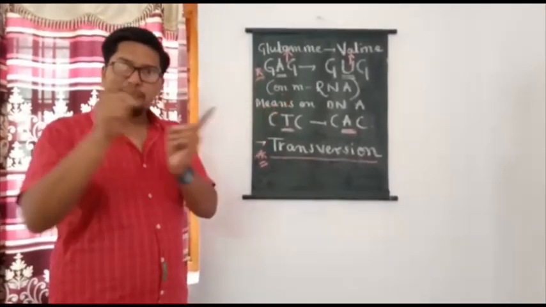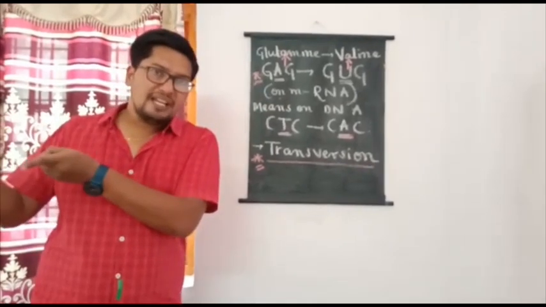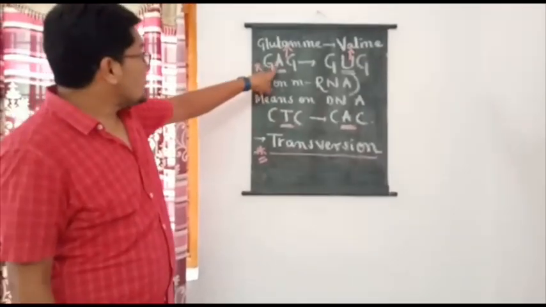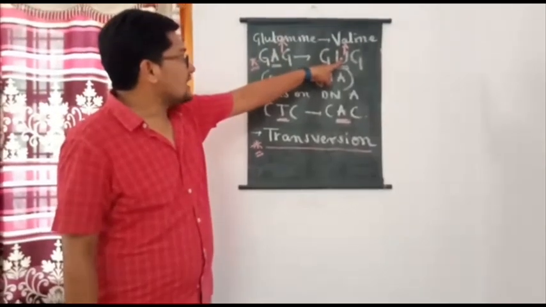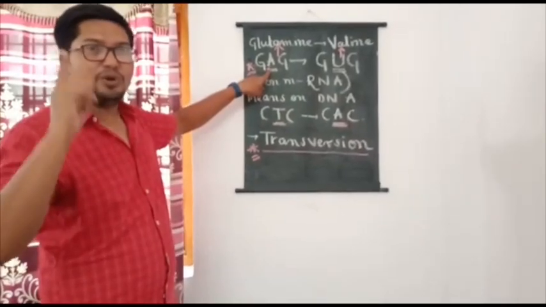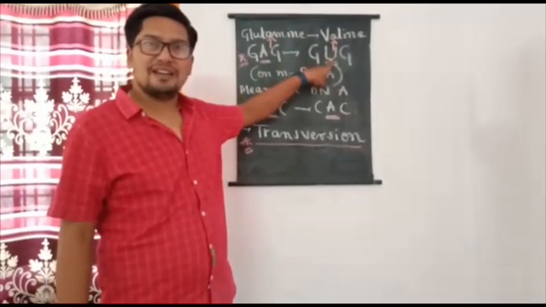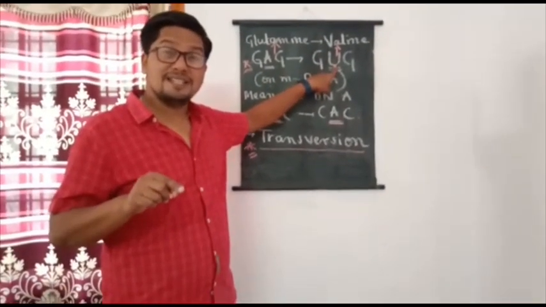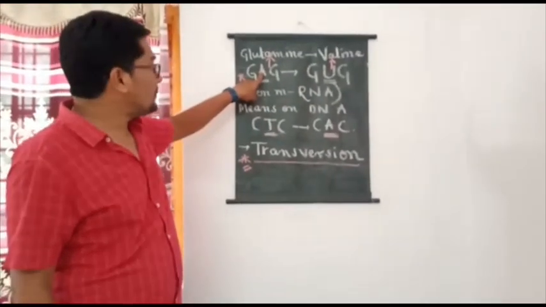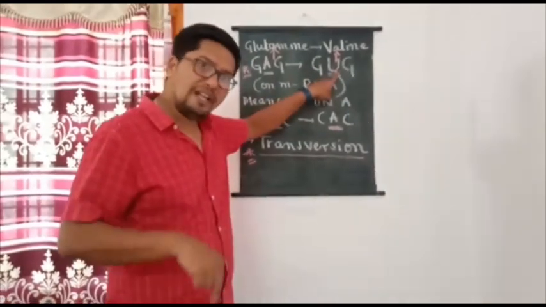Purine is replaced by pyrimidine or pyrimidine is replaced by purine. You can see here GAG is replaced by GUG, I said. Adenine is a purine, you know already, and it is replaced by uracil. Means uracil is a pyrimidine. So what happened here? Purine is replaced by pyrimidine on mRNA.